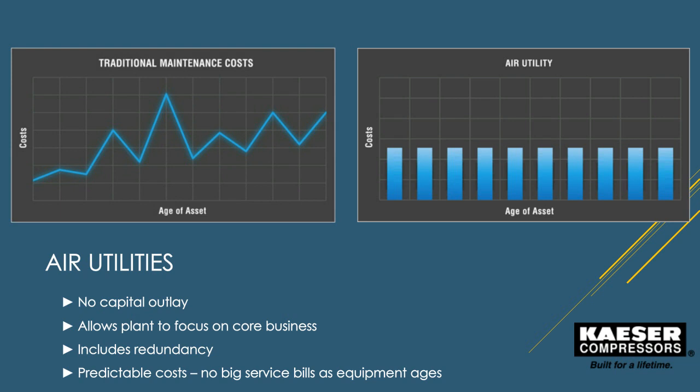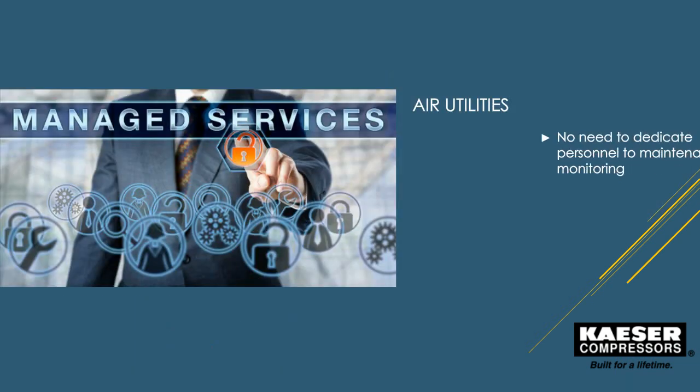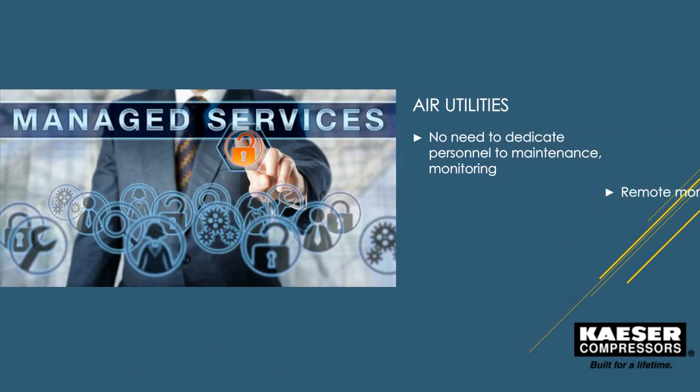With air utilities, the primary benefit is that there's no capital outlay for the equipment. That money can be used elsewhere, or if that money to procure new equipment was going to go against your bottom line, then it does create some interesting accounting perspectives. Air utilities allow facilities to focus on their core business and allow maintenance personnel to shift their responsibilities from managing this industrial air equipment to simply checking in.